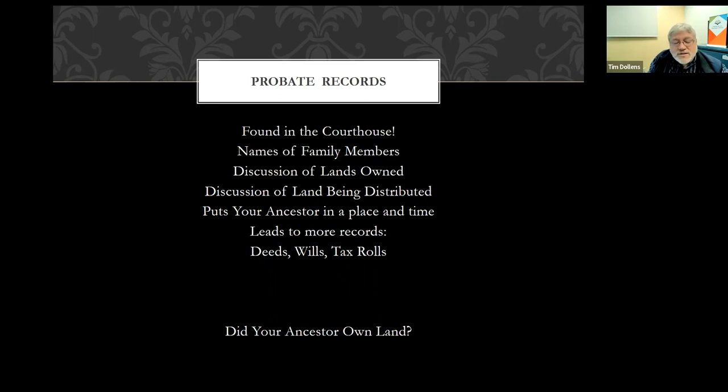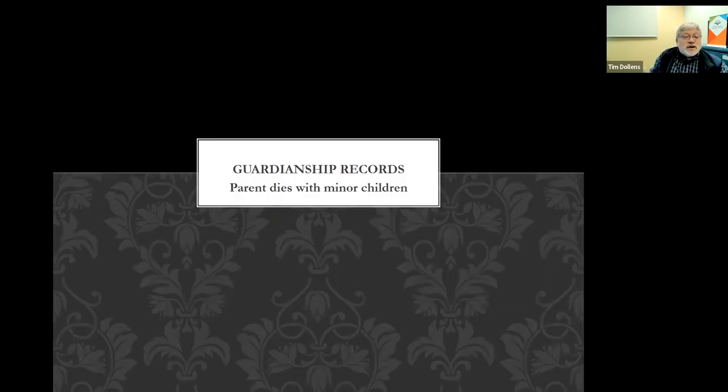And land transactions often take place when the owner of the land dies and it's being dispersed to other people based on the will, or moving and selling it out. Okay, guardianship records. When the parent dies with minor children, I'm going to show you an example of that.